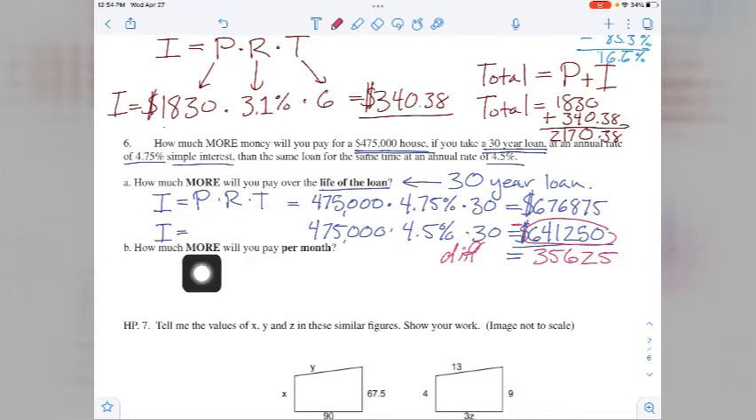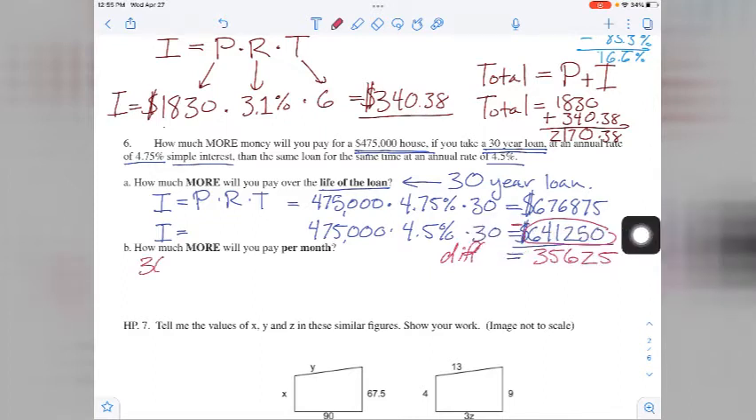And then the next part says, how much more will you pay per month? So a lot of students, all you really need to figure this out is how many months you have been paying this off for. You're going to be making monthly payments. How much are you paying? How long are you paying this off for?